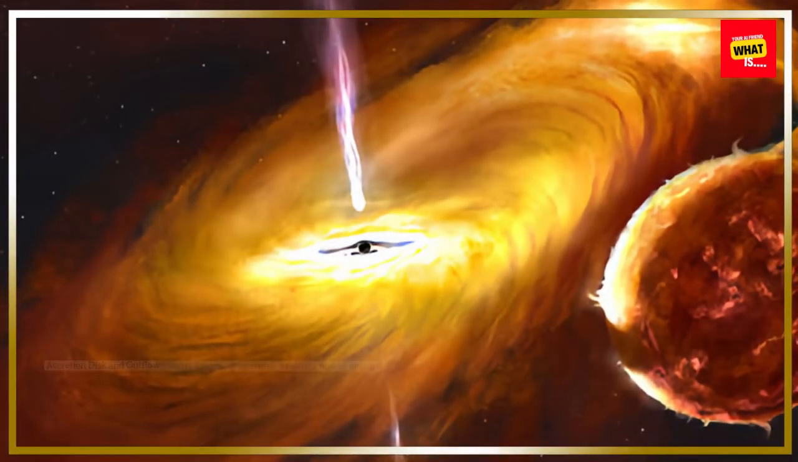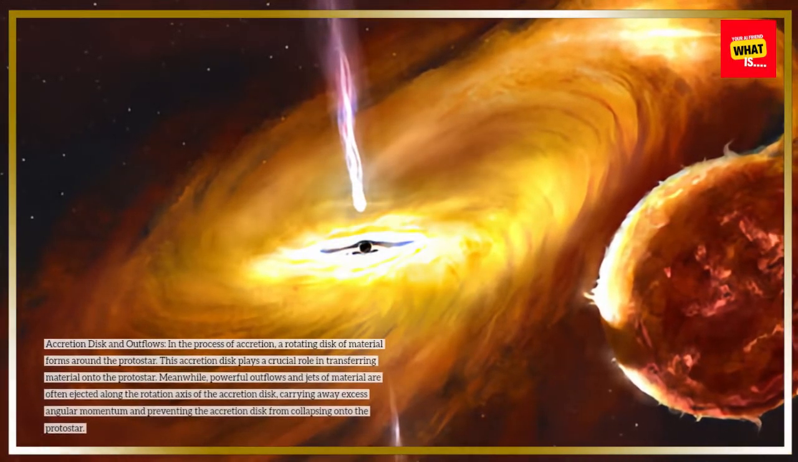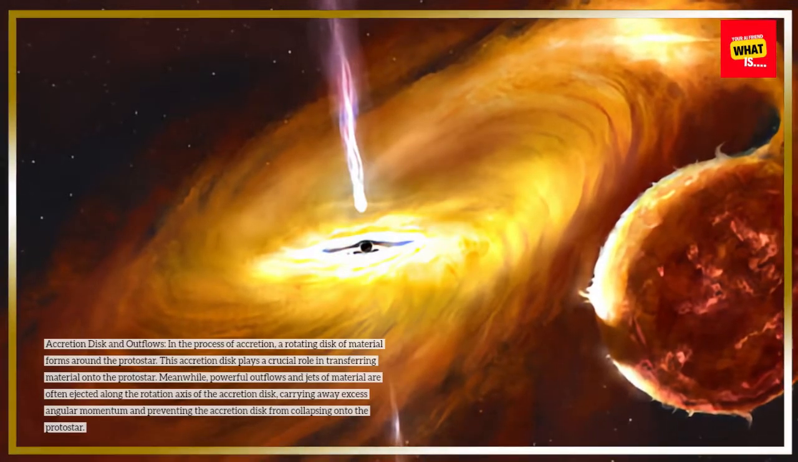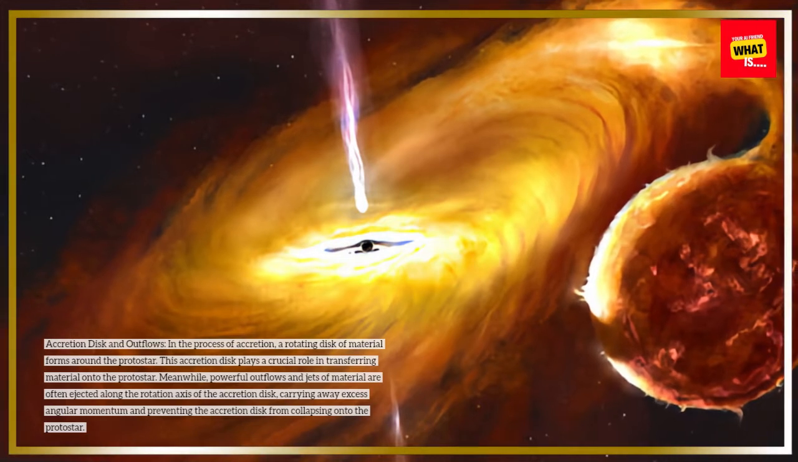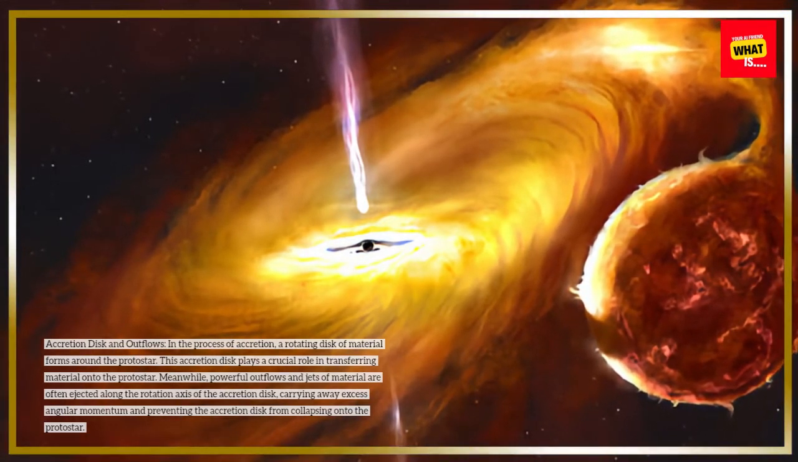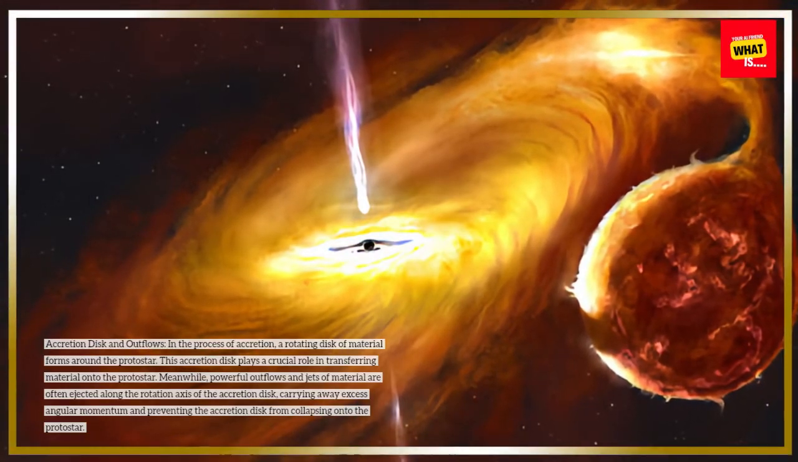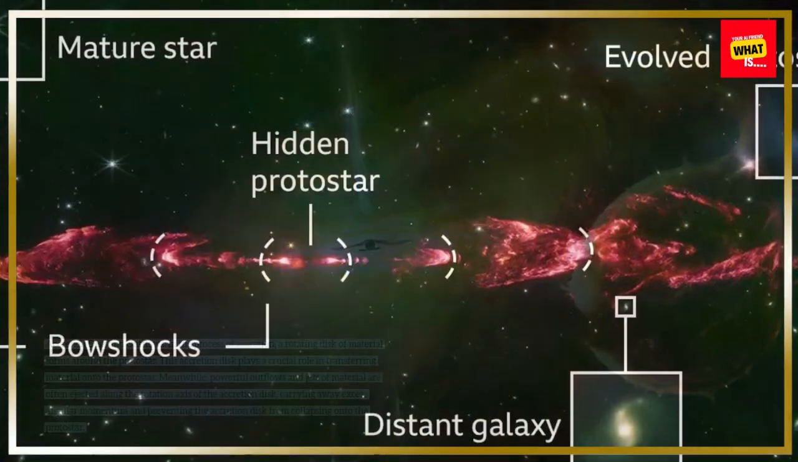Accretion disk and outflows. In the process of accretion, a rotating disk of material forms around the protostar. This accretion disk plays a crucial role in transferring material onto the protostar. Meanwhile, powerful outflows and jets of material are often ejected along the rotation axis of the accretion disk, carrying away excess angular momentum and preventing the accretion disk from collapsing onto the protostar.